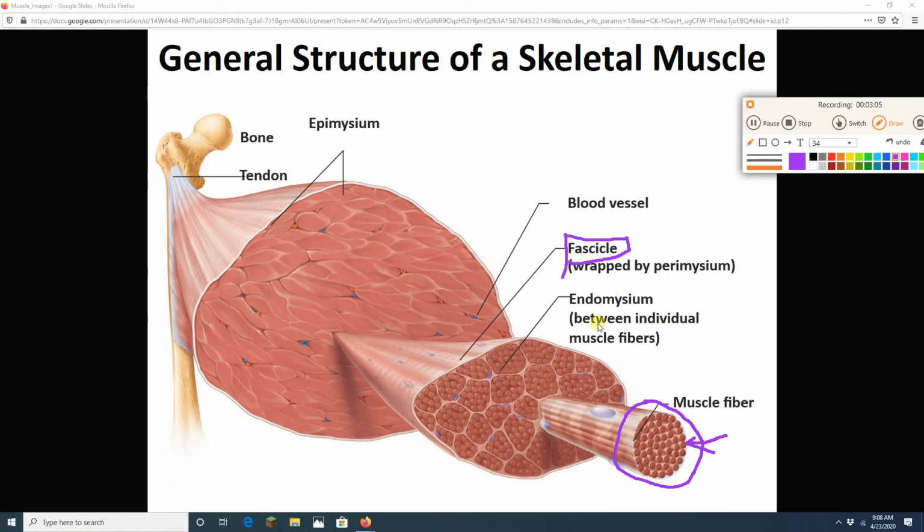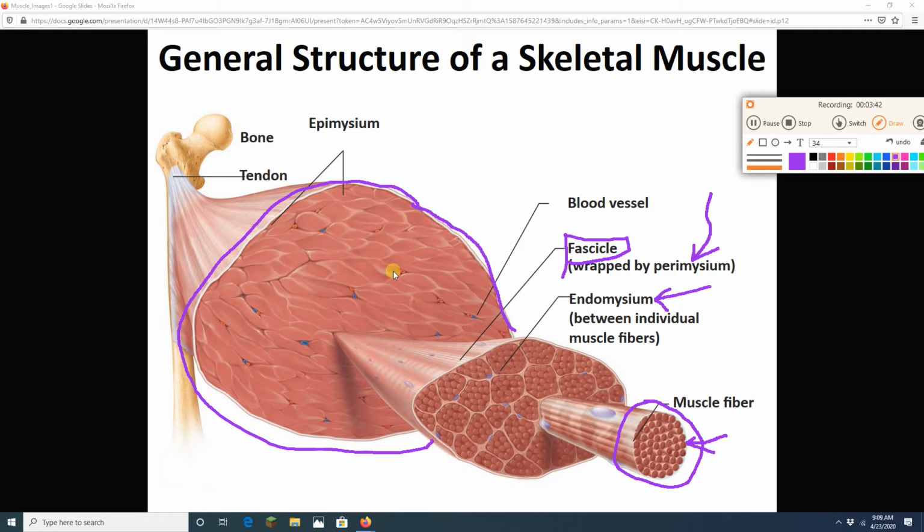We saw this in neurons as well, didn't we? The fascicle is a bundle of muscle fibers. The muscle fibers are attached to one another by some loose connective tissue called the endomysium. Then the fascicle itself is wrapped by a thicker layer of connective tissue called a perimysium. Now notice that the actual muscle itself, this guy right here, is composed of fascicles. It is a bundle of bundles.